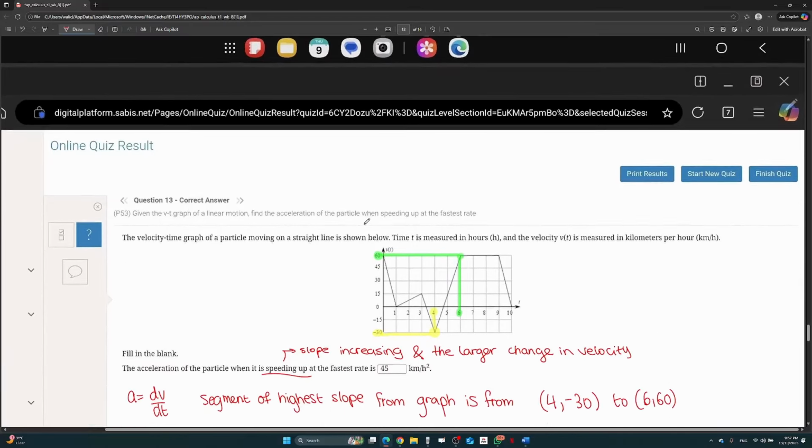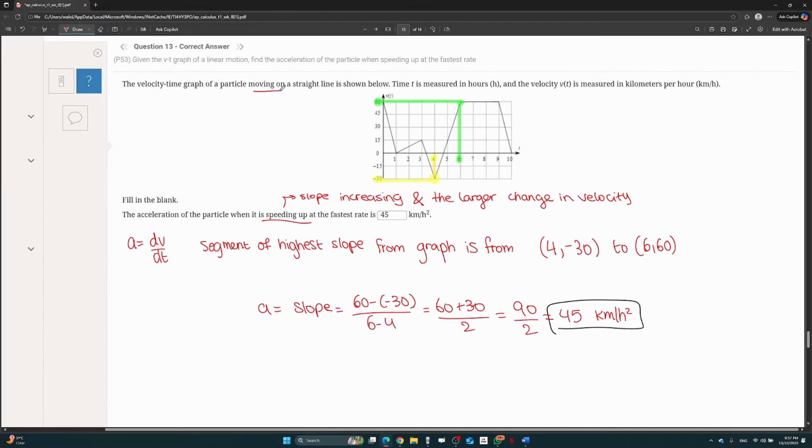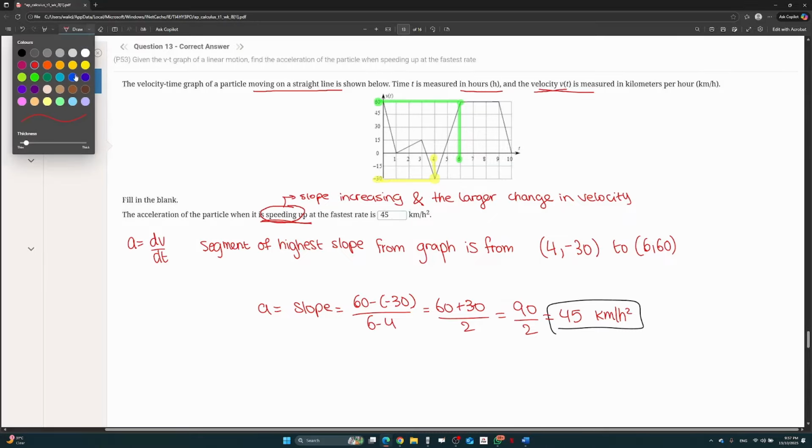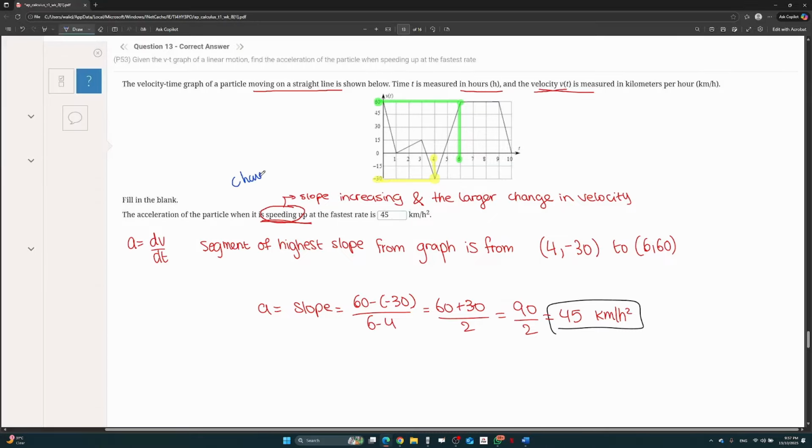So easy. The velocity time graph of a particle moving on a straight line, time is in hours, velocity is measured in kilometers per hour. The acceleration of the particle when it is speeding up at the fastest rate is what? When we say speeding up, it's change in velocity, right? Now when we want the fastest rate of change of velocity, you look at the steepest one. Now which one here is the steepest one?